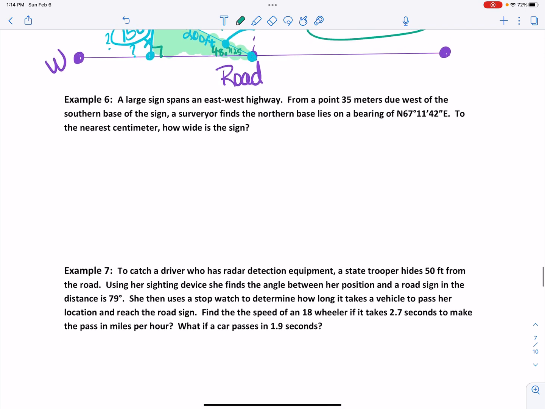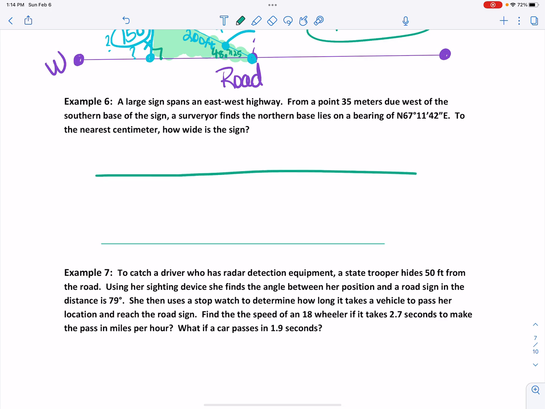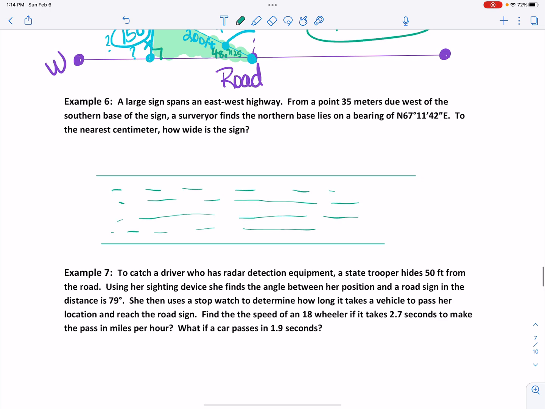Okay, a large sign spans an east-west highway. So that means like I'm driving on an interstate. It's a highway, so it has a bunch of lanes here. Imagine yourself driving in Denver on this highway. And you have a sign that goes from one side of the road to the other. Like you've seen those signs. They give you information. They tell you where the exits are, all of those nice little things.